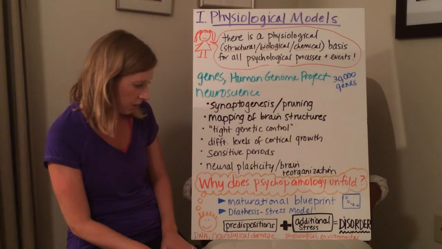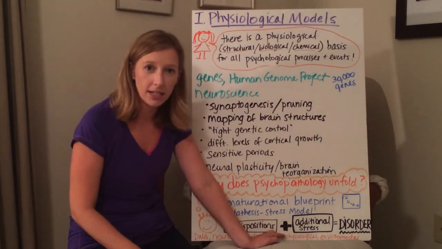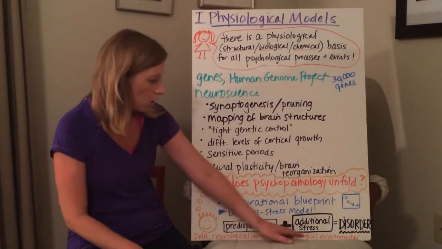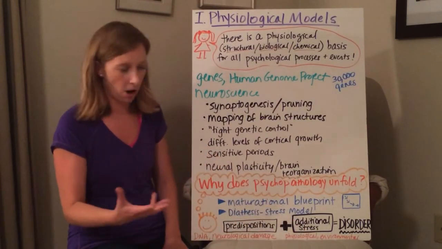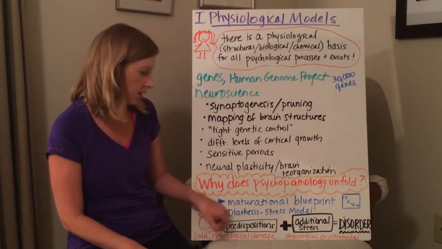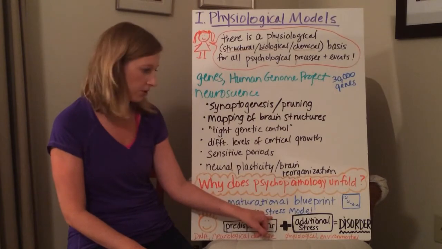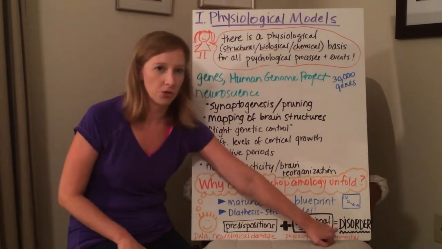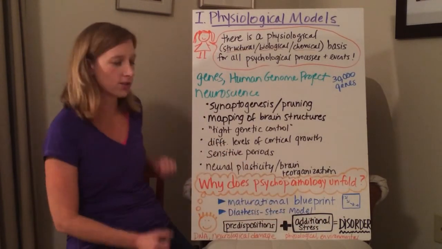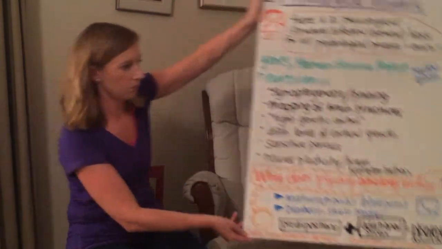That additional stress could be something physiological, again, something like brain damage or something related to hormones, or it could be environmental, a stressful trauma that you experience. So you inherit a predisposition, diathesis, you layer on stress, physiological or environmental, and then the result is disorder. And that is an explanation of how psychopathology unfolds according to the physiological models.